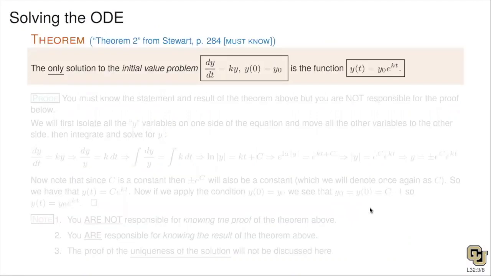So you don't need to know how to solve this equation. What you do need to know is the result of this theorem. So you need to know that the solution to the differential equation dy/dt equals ky, where the initial condition is y(0) equals y sub 0, is this function right here, y(t) equals y sub 0 times e^(kt). So you don't need to know how to solve it, you do need to know what the solution is. And yeah, I'm going to just go ahead and tell you to memorize it.